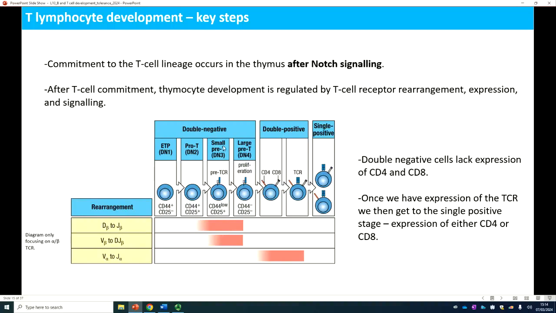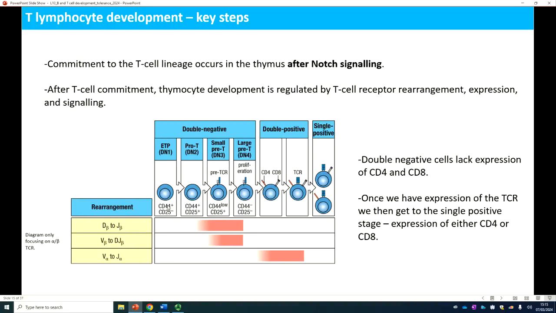So it's got all these different stages here. And I just want to break them down into double negative, double positive, and single positive. And this is all classed on CD4 or CD8 expression. So we have our double negatives, which can be further broken down into DN1, DN2, DN3, and DN4. So I'd learn those names, the DN1 to 4. And this is based largely on the expression of CD44 or CD25.